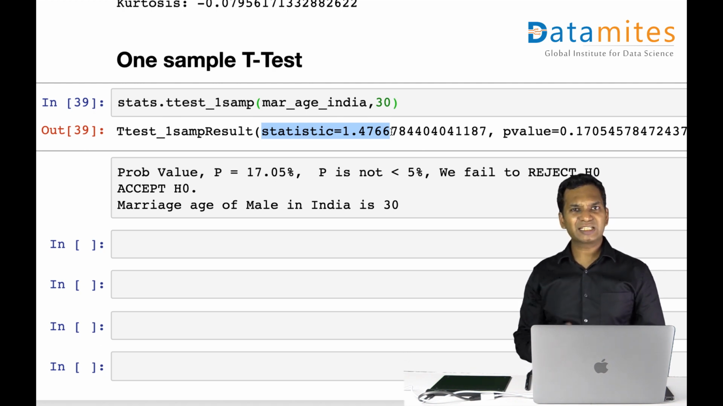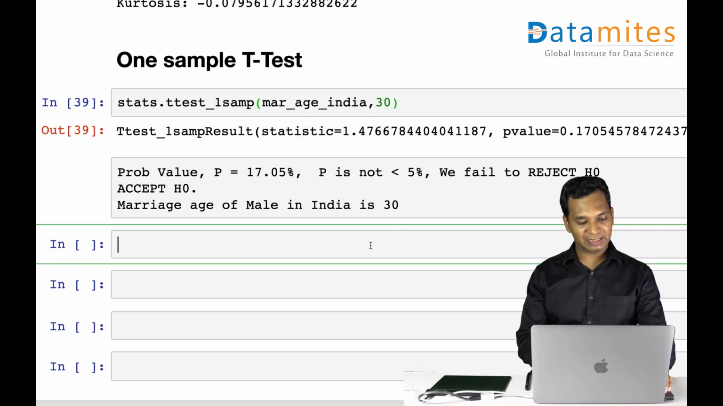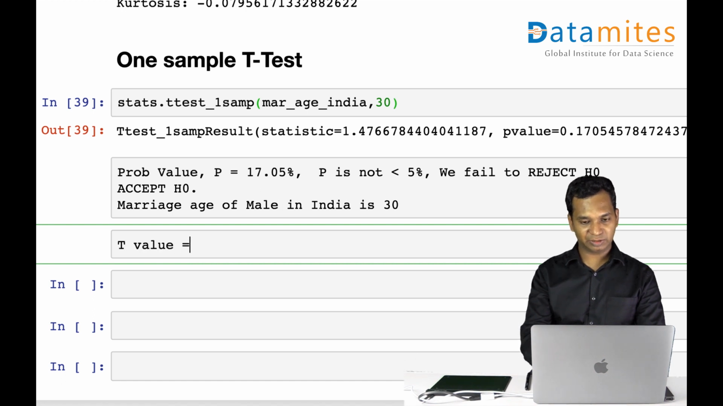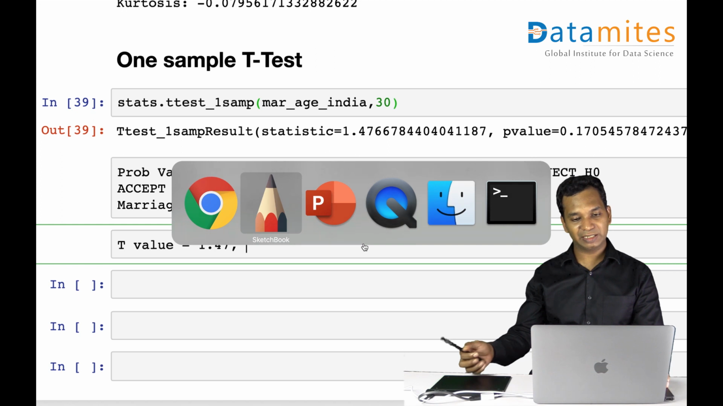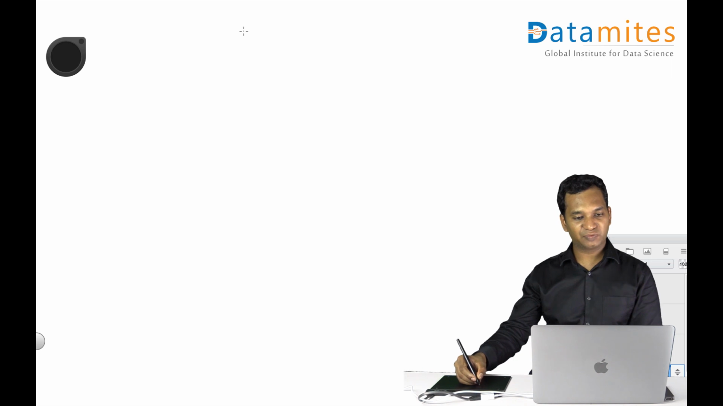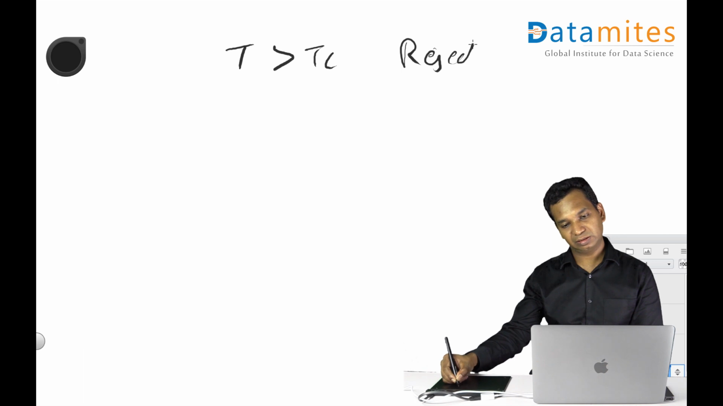But just to know the background, what is the statistic? So statistics, as you know from our previous discussion, is a parameter, a summary of a sample variable. Okay, so this is a t-value actually. So t-value in our case is actually 1.47. So you could also reject the null hypothesis if the t-value is greater than t critical, we can reject null hypothesis.